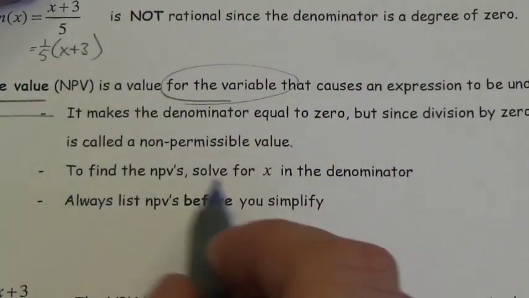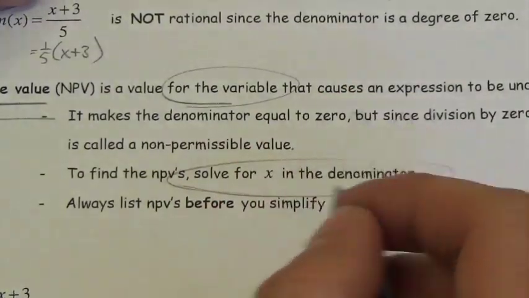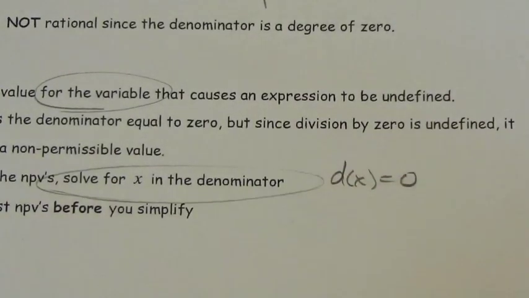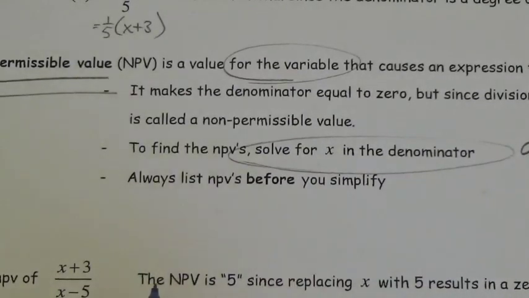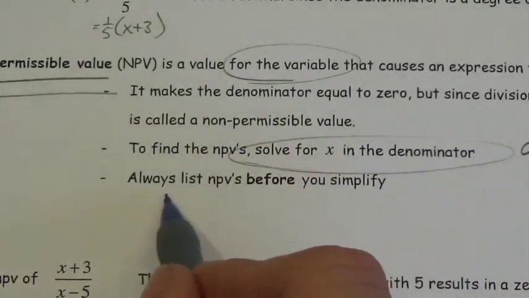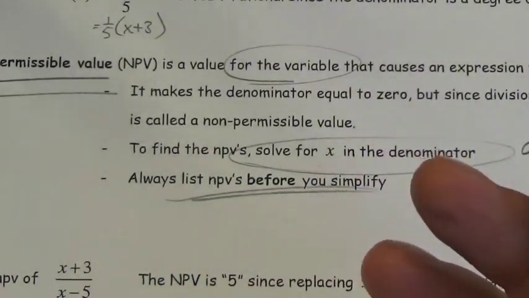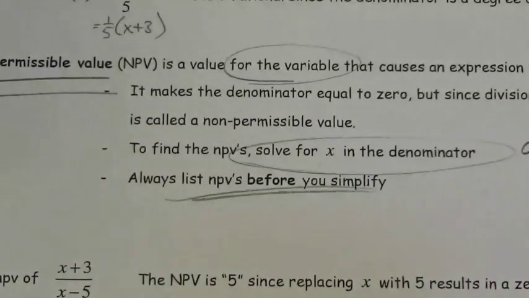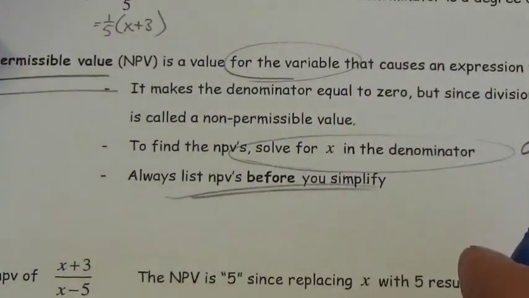Okay? So to find the NPVs, solve for x in the denominator. What we're going to do here is take that denominator, that d of x, set it equal to 0 and solve it. And you always got to list your NPVs before you simplify, or even as you're simplifying. In order to correctly state what a rational function is equal to as we simplify it, you need to include those NPVs.